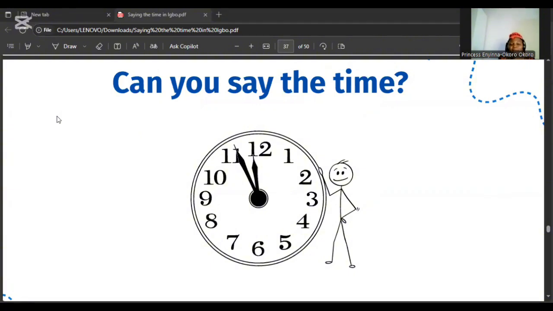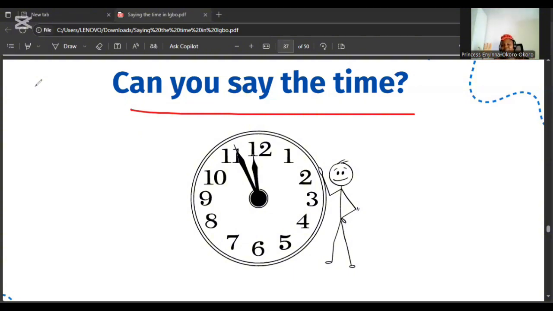Looking at the time, can you say the time? Kedu ihe na-akụ? What is the time? Can you say the time? Oh, 5 minutes to 12. Do you know the answer? Try. Ask an adult around you. Pause the video. Ask anybody. Use your pen and paper. Try to figure it out using the method I taught you in this video. If you have done it right, then it's fine.